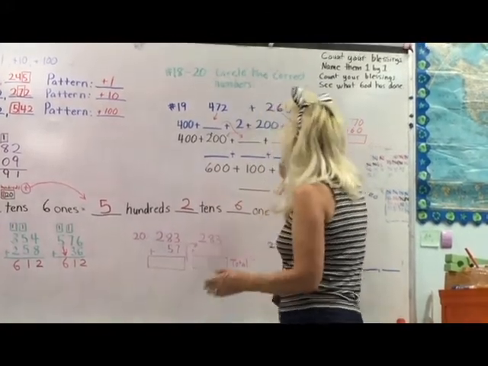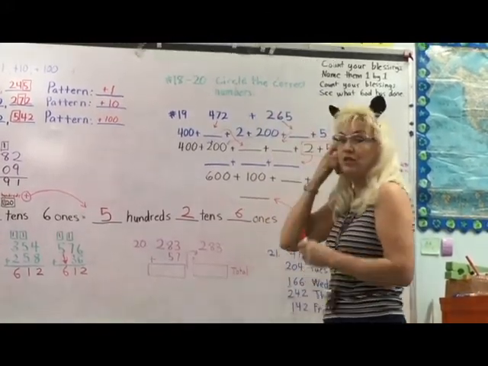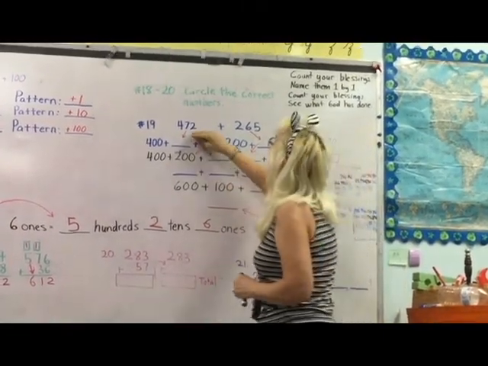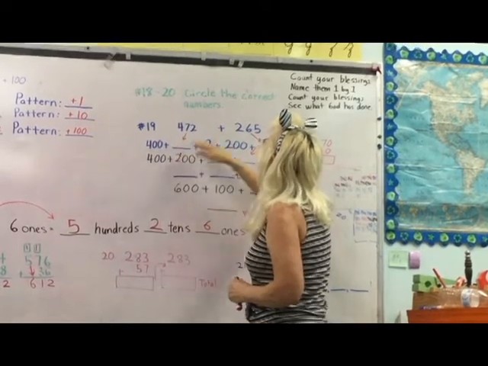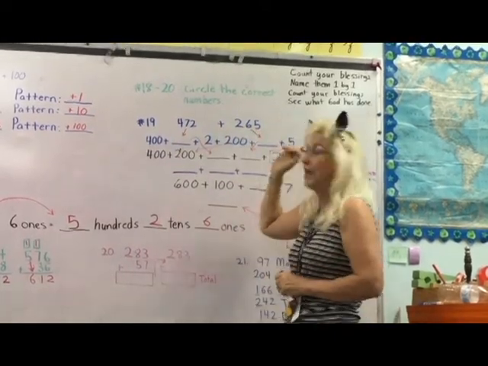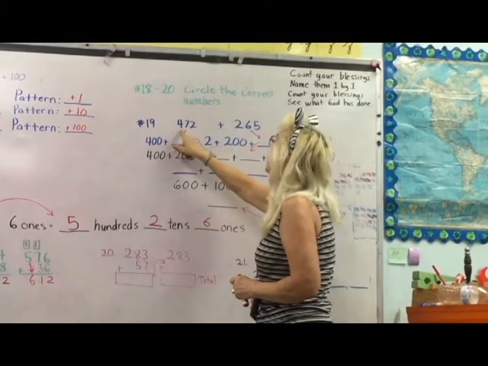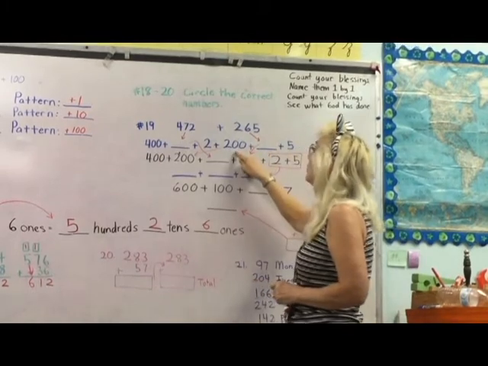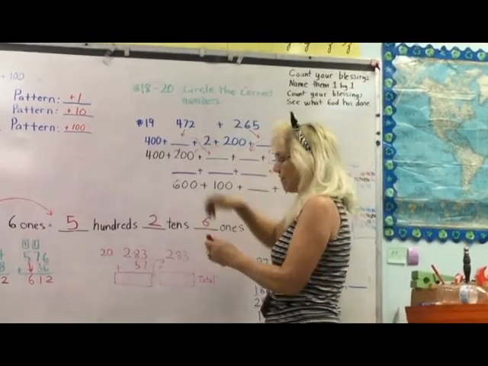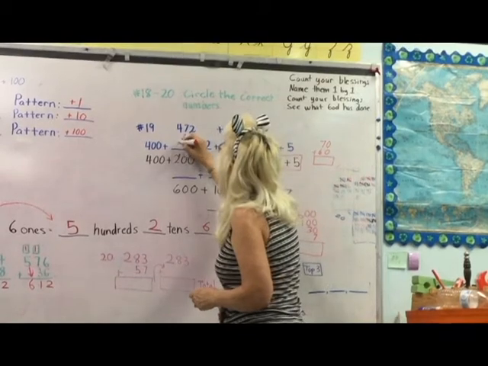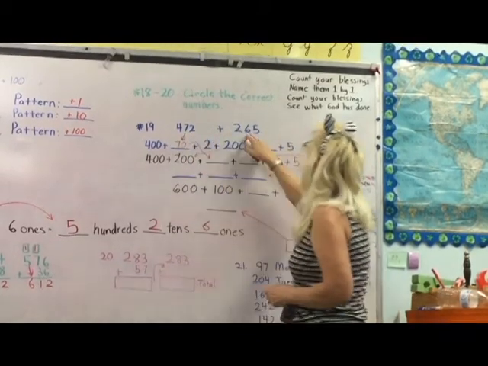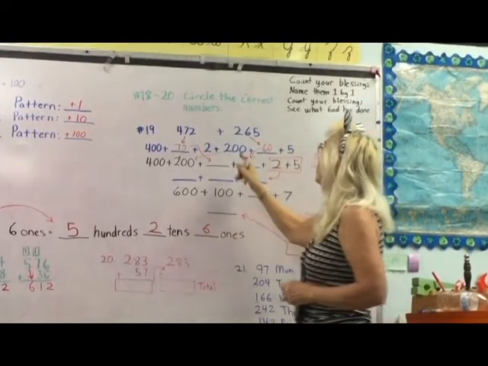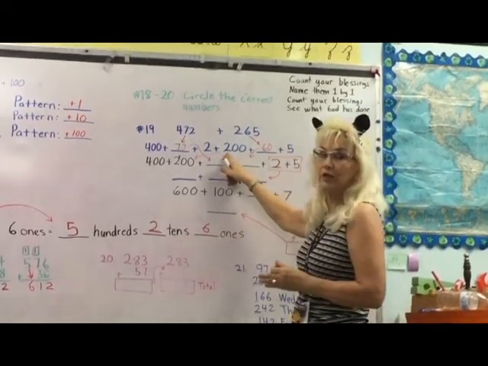Now the next one is 19. 19 I've written out here. I've tried to do four different colors to help you to understand. Now this is the one that's in the book because I know this was difficult for several of you. But 472 broken down is what it is, and 265 broken down in an expanded form. This 4 represents the 400, and this 2 represents the 200. Now when we go to the tens, this 7 represents 70 because it's in the tens, and this 6 represents 60.